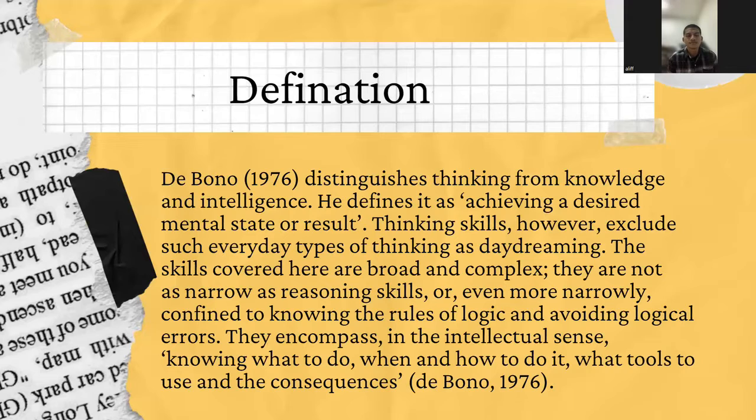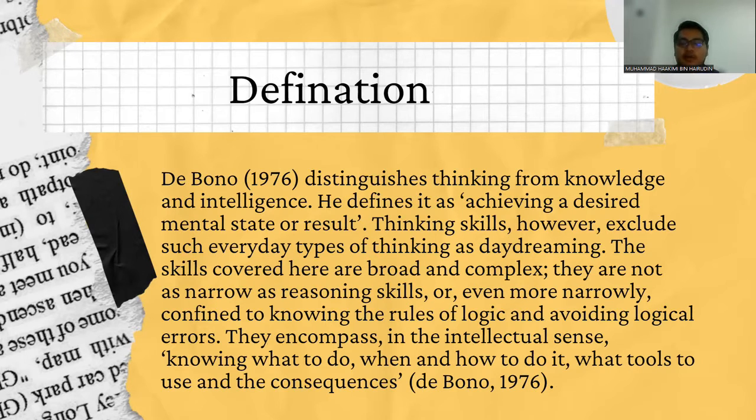Okay, the first point, I will pass to Muhammad Hakimi. Thank you, Ishraf. Today, I would like to present about the definition of each topic. De Bono, 1976, distinguishes thinking from knowledge and intelligence. He defined it as achieving a desired mental state or result. Thinking skill, however, excludes everyday types of thinking such as daydreaming.